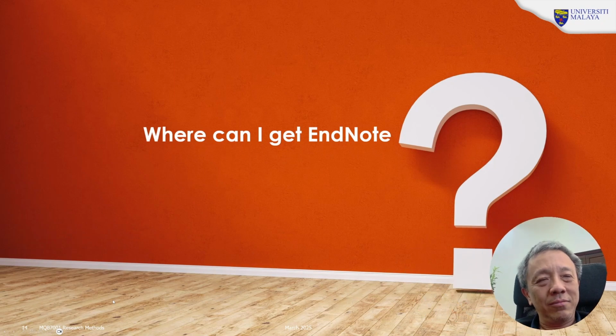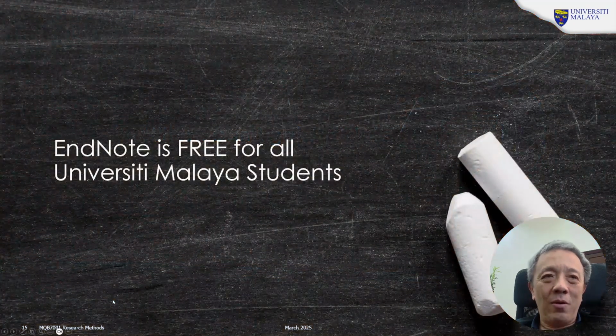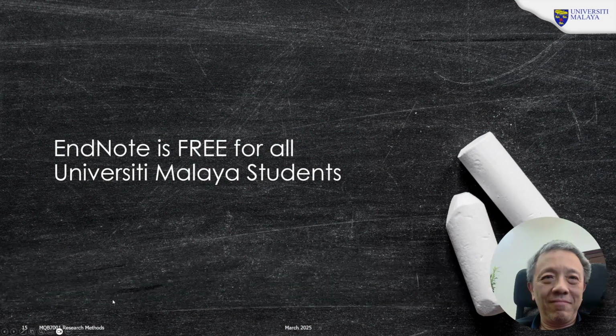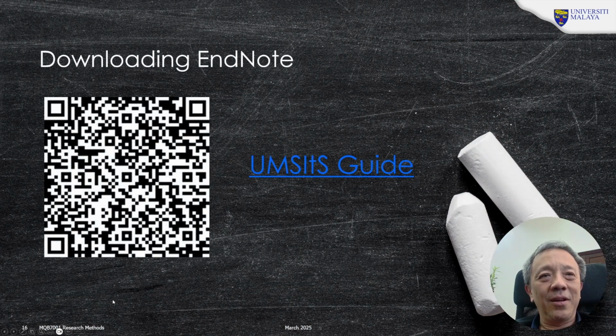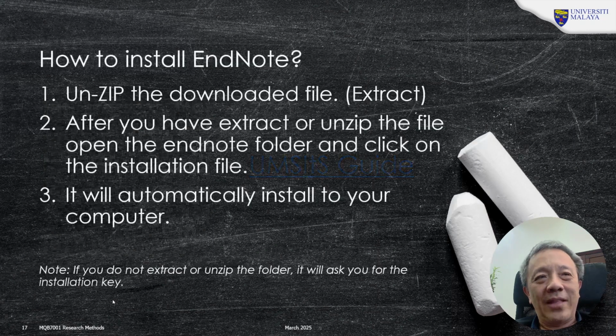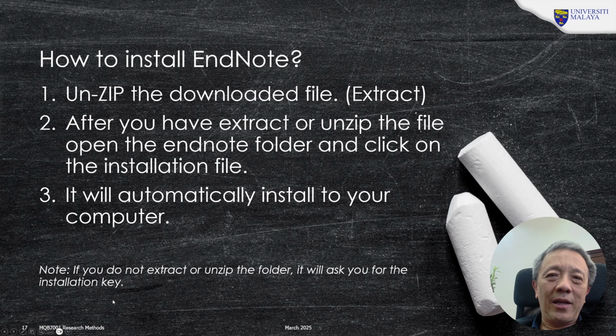Where can I get EndNote? EndNote is free for all University Malaya students. This is the QR code where you can download EndNote. After you have downloaded EndNote, you need to unzip or extract the downloaded file. After you have extracted or unzipped the file, open the EndNote folder and click on the installation file. It will automatically install on your computer. Note that if you do not extract or unzip the folder, it will ask you for an installation key. So you need to unzip first before you install.